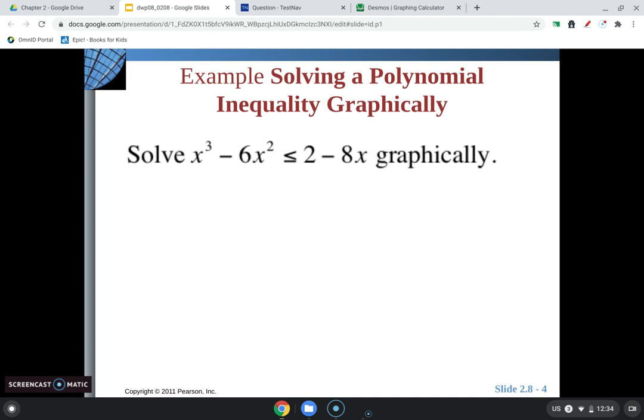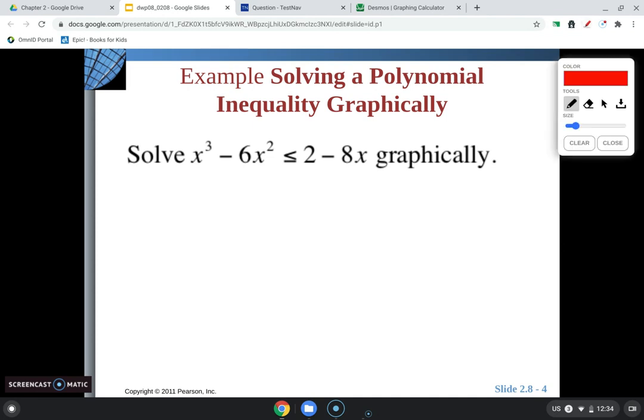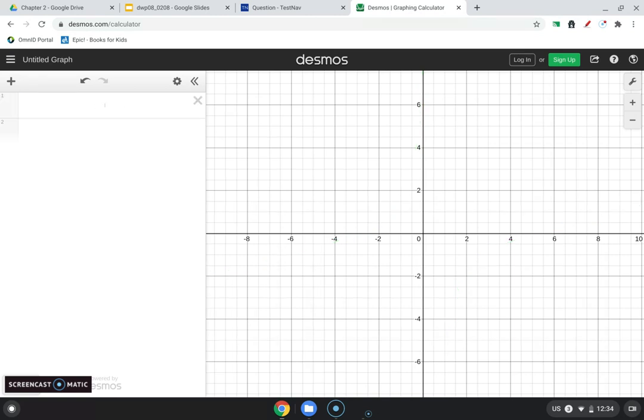All right, solve that equation graphically. Well, before I do that graphically, we want to zero this out. So that's x cubed minus 6x squared plus 8x minus 2 is less than or equal to 0. So we want to know when this is less than or equal to 0. When is this below the x-axis?